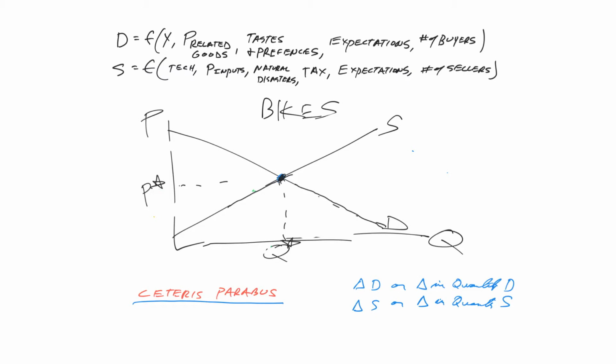Now there's a reduction in the price of bicycle helmets and shoes. So the price goes down for helmets and bike shoes. How are helmets and bike shoes related to bicycles? Well, they're related. Okay, they're a related good.